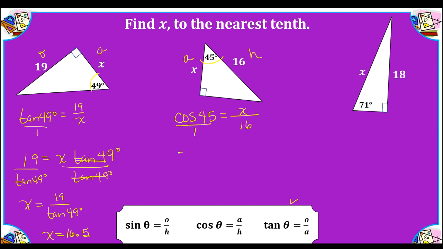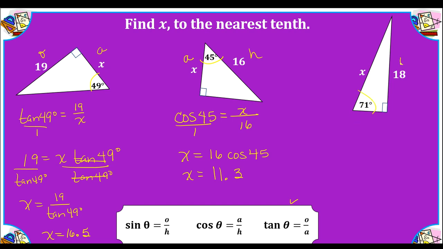We have our proportion. We're going to cross multiply. We can see x is isolated. So we can just immediately pick your calculator up. 16 times the cosine of 45. Now I got 8 root 2. I want a decimal, so I toggle and I get 11.31. So let's say 11.3.